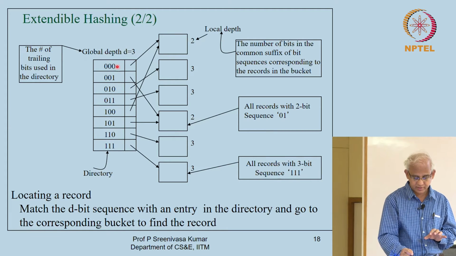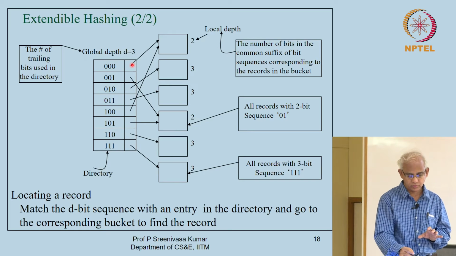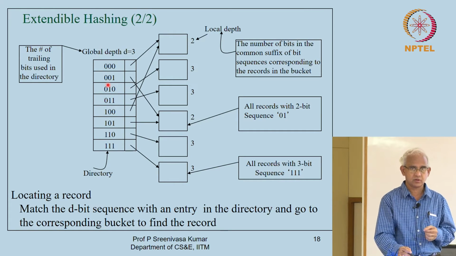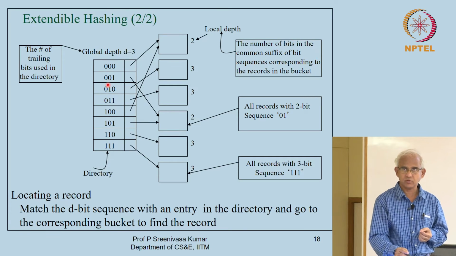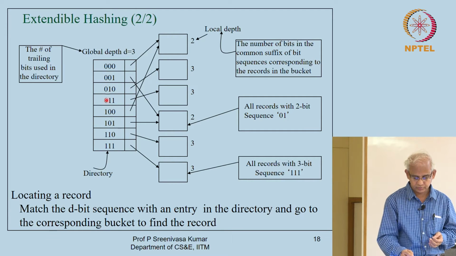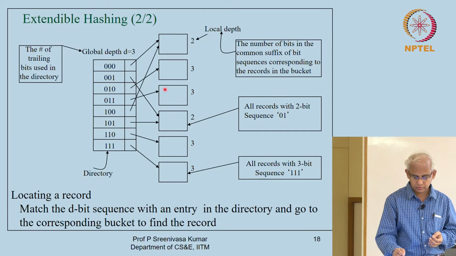Now, the idea is that to use this file system, you get the 3-bit sequence corresponding to a record that you are searching for. Then you look up here. All 3-bit sequences are here. So, you will get the 3-bit sequence, and then you go to that particular bucket. In that bucket your record will be present. That is how it is organized.